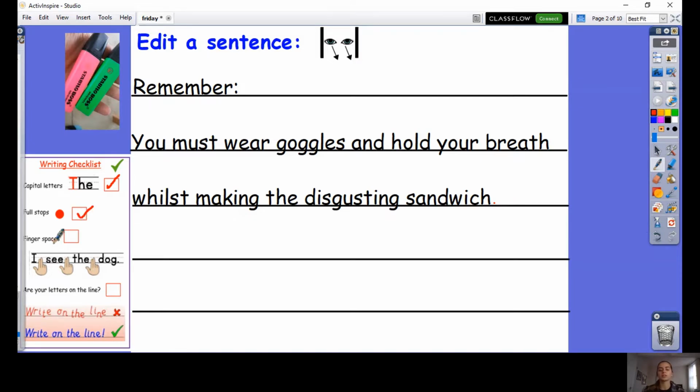Do we have finger spaces between each of our words? Let's check. I can see finger spaces between each of my words. Fantastic. Are my letters on the line? Not floating above, not dangling down below. Are they on the line? Yes, all my letters are on the line. I don't have any floating letters. Fantastic. Thank you for helping me.